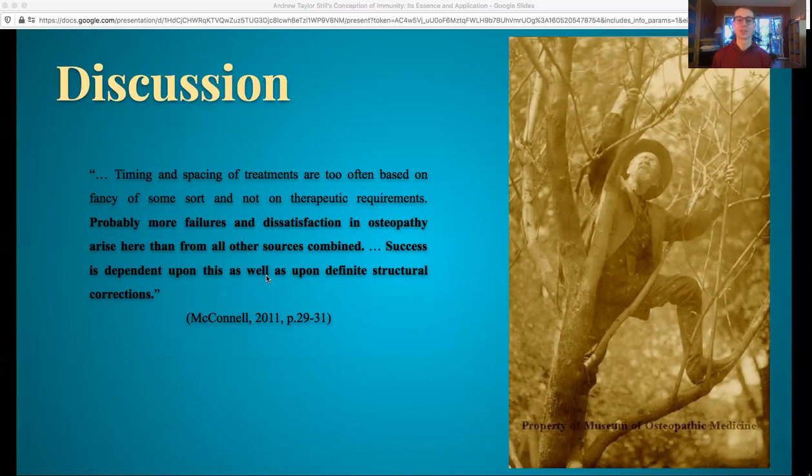This is a picture of Still climbing a pear tree. I feel that for the modern osteopathic community, we do not need a new fancy technique nearly so much as we need to implement more appropriate frequency of treatment. We need to pick the low-hanging fruit first, then go through all the effort of climbing all up to the top of that pear tree to get the last elusive pear.